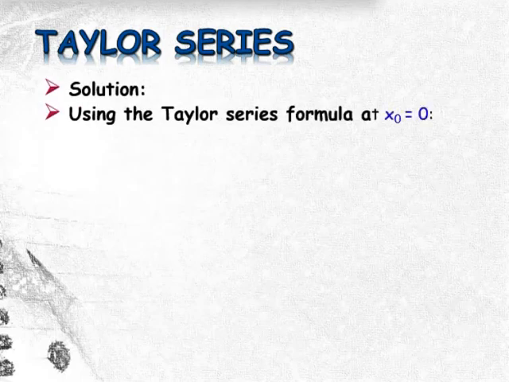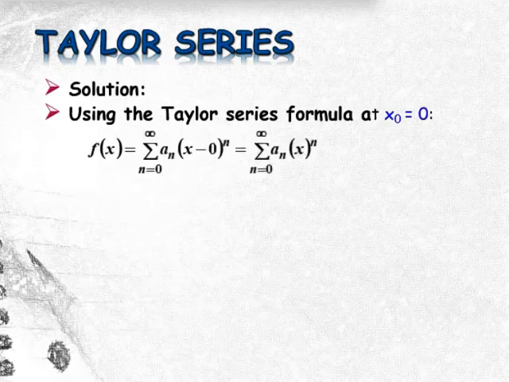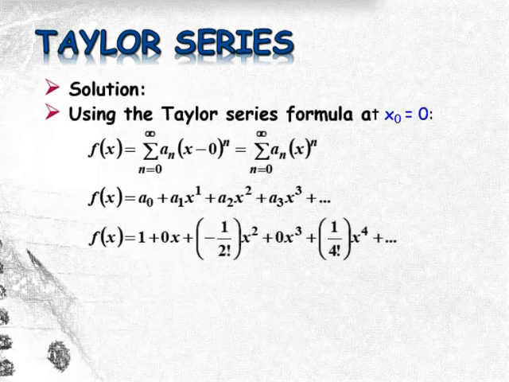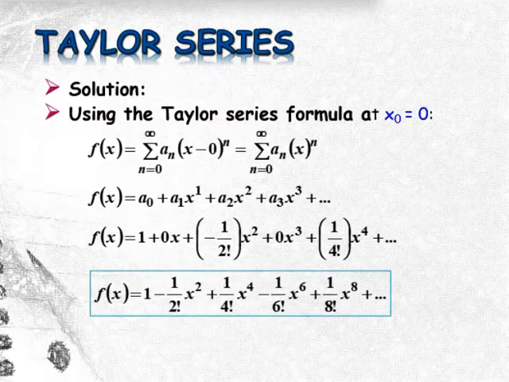So, using the Taylor series formula at x sub 0 equals 0, we must evaluate f of x, which is equivalent to the summation of a sub n times x raised to n from n equals 0 to infinity. So, in addition form, a sub 0 plus a sub 1 times x plus a sub 2 x squared plus a sub 3 x cubed. We will end up with f of x equals 1 plus 0 plus negative 1 over 2 factorial x squared plus 0 plus 1 over 4 factorial times x to the fourth. Simplifying, we will end up with an even power expression.